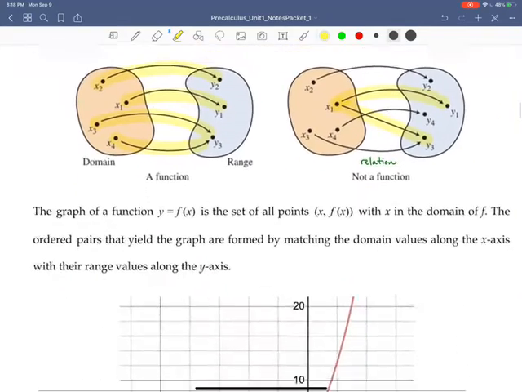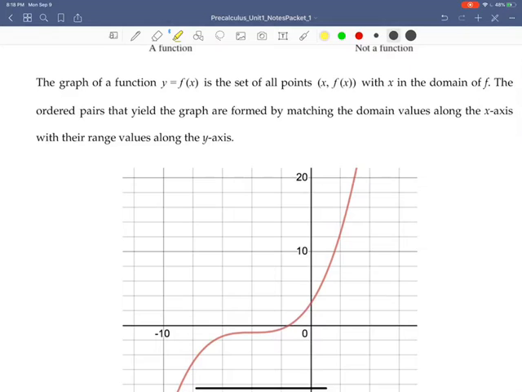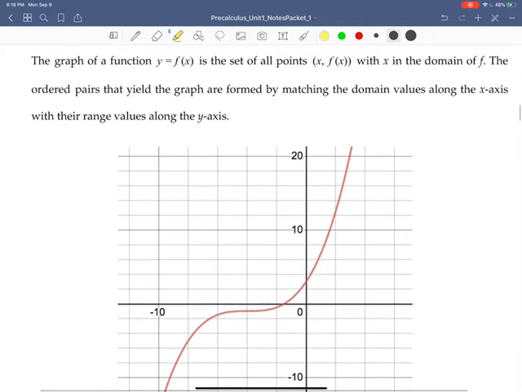We can visualize this match of domain values with their associated range values with a graph. The graph of a function y equals f of x is the set of all points x comma f of x with x in the domain of f. So if you take all the points that you get when you plug x into the function and you get f of x out, that gives us a graph.